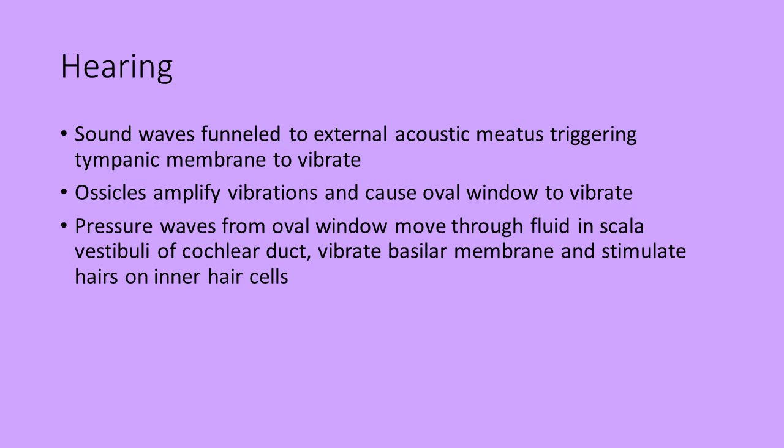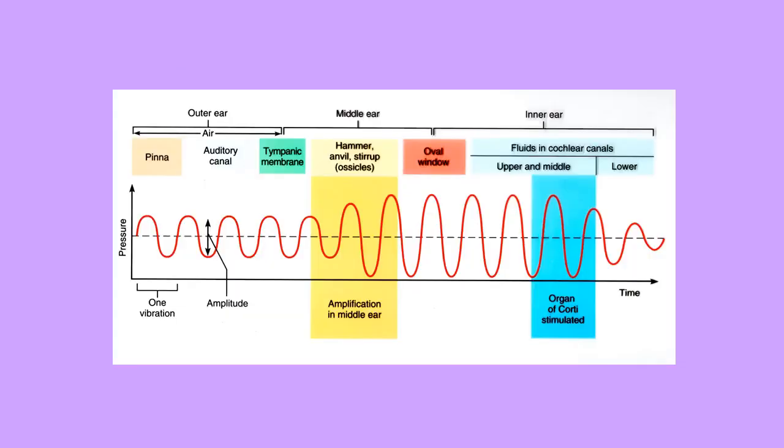The waves generated from the oval window vibrating are going to move through fluid in through the vestibule of the cochlear duct. It's going to get the basilar membrane to start vibrating, and then that is going to stimulate the hairs to start to vibrate, and that's going to be the stimulus for the hearing. And this diagram is just showing the sound waves as they move through from the outer ear. You can see as it moves in, it becomes amplified, and remains amplified in the inner ear.